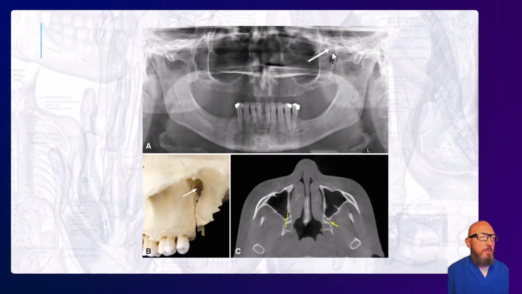All right, so what's this well-defined inverted teardrop shape? Posterior to the maxillary sinus, aligns with the posterior wall of the sinus. In fact, that's the anterior border of this structure. This is the pterygomaxillary fissure. That fissure is the opening into the pterygopalatine fossa.